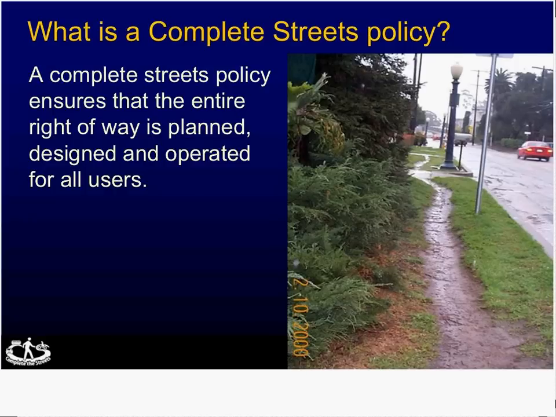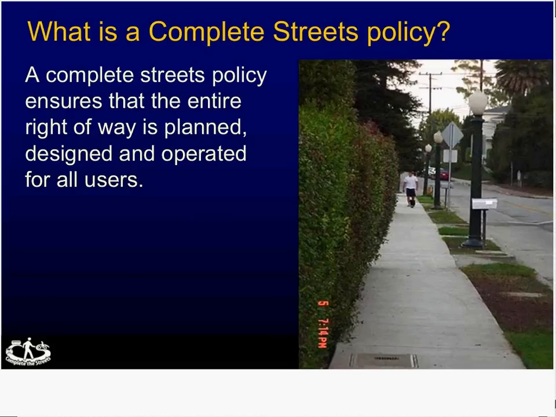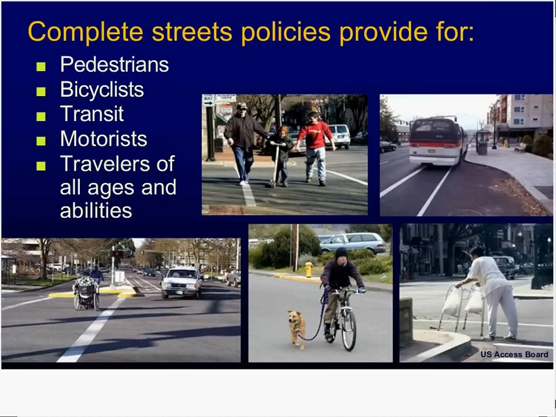Now, the reason we emphasize the need for a complete streets policy is we want to make sure that as either new roads are built or roads are maintained, we really plan and build and design the entire right-of-way to be operated for all users. So when we have a situation like this where people are walking along this road, we want to ensure that there's actually a sidewalk, as we see in this image, for those people to be accommodated.